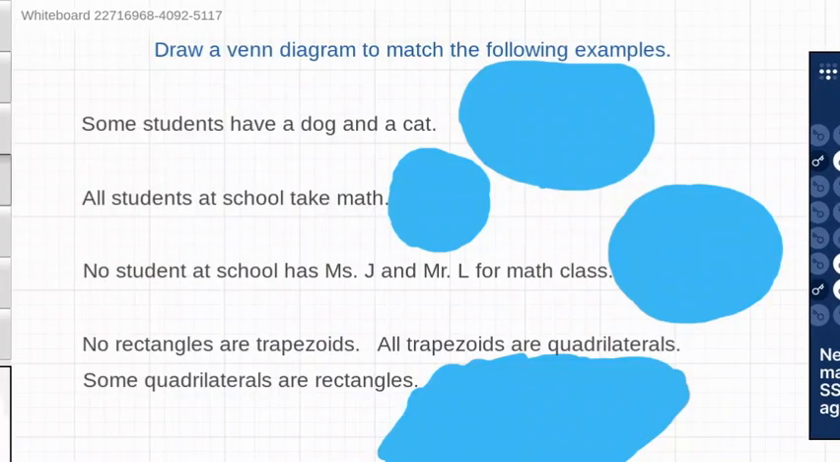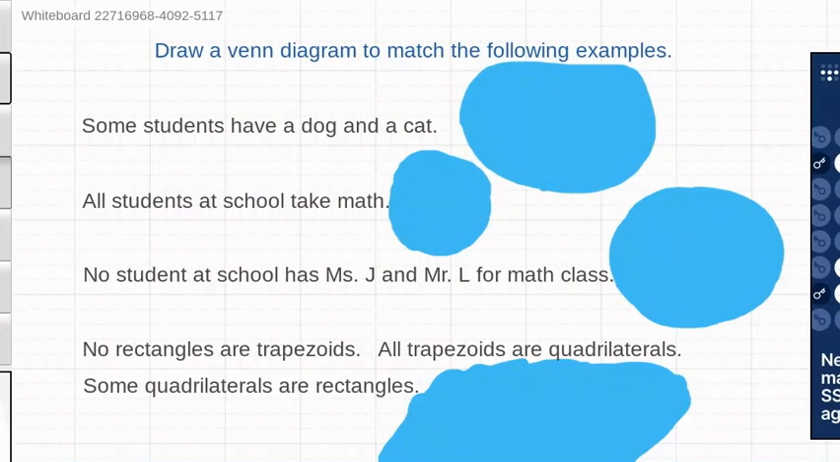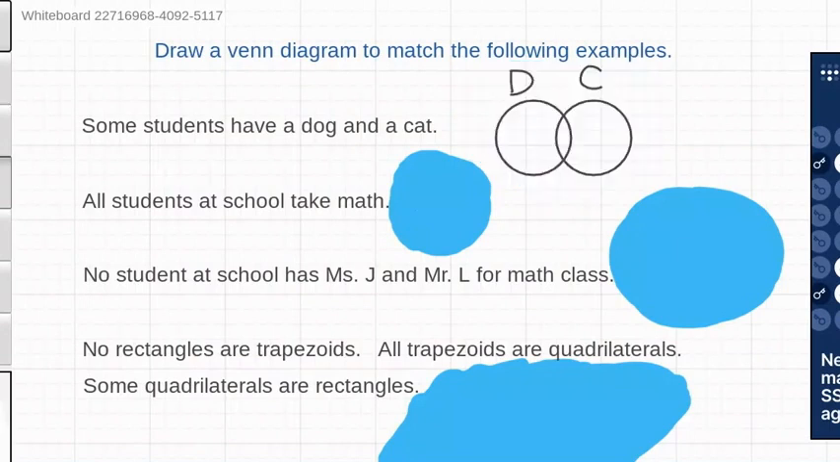Draw a Venn diagram to match the following examples. Some students have a dog and a cat. As we can see, the word some appears here, and we know that the keyword for the overlapping Venn diagram is some, so our Venn diagram would be an overlapping one.